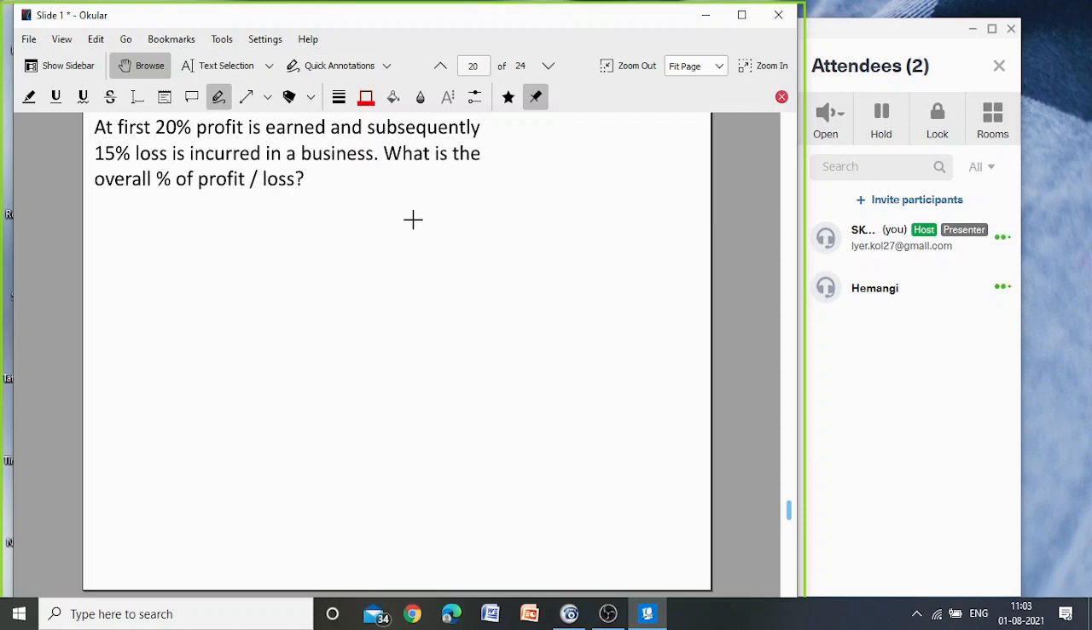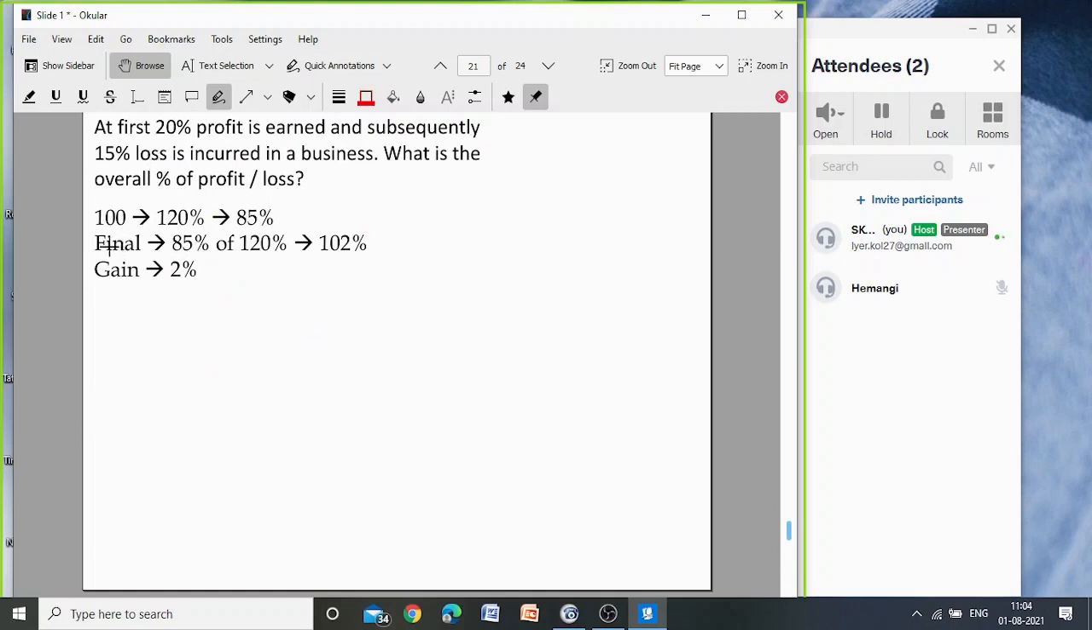Okay. At first, 20% profit is earned and subsequently 15% loss is incurred. So whatever you started with, first you got 20% profit, and on the new amount, a 15% loss. Again you can't add or subtract, because you started with one amount, then you got 20% profit. Now it is a higher amount. Now it is 15% of the higher amount, not of the original amount. So 20% of this one and 15% of a different amount, we can't add or subtract. So let us see how to do it.